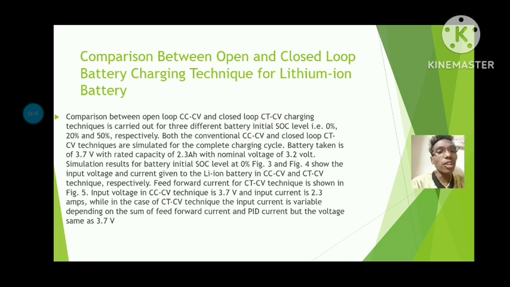Simulation results for battery initial SOC level 0%. Fig 3 and Fig 4 show the input voltage and current given to the lithium battery in CC and CV and CT and CV techniques respectively. Feed forward current for the CT and CV technique is shown in fig 5. Input voltage in CC and CV techniques is 3.7 V and input current is 2.3 amperes. In the case of CT and CV techniques, the input current is variable, depending on the sum of feed forward current and PID current, but the voltage is the same 3.7 volts.